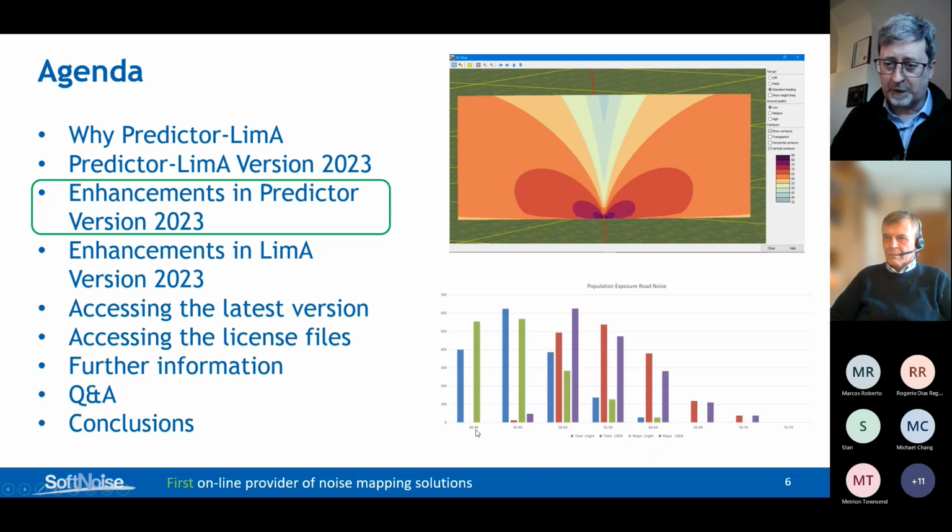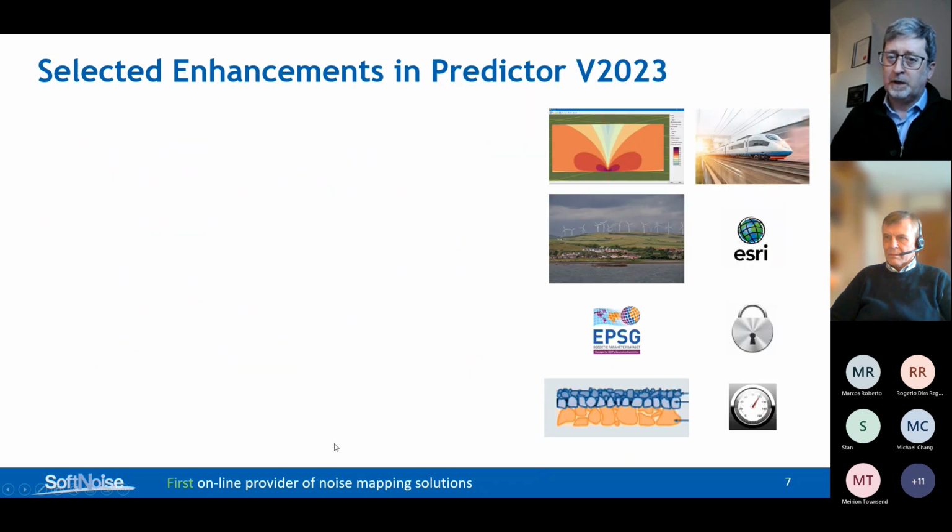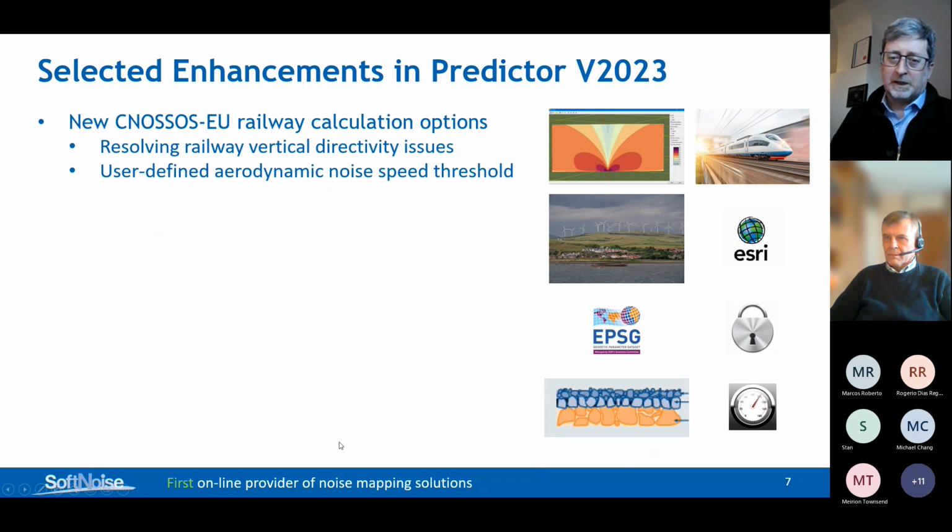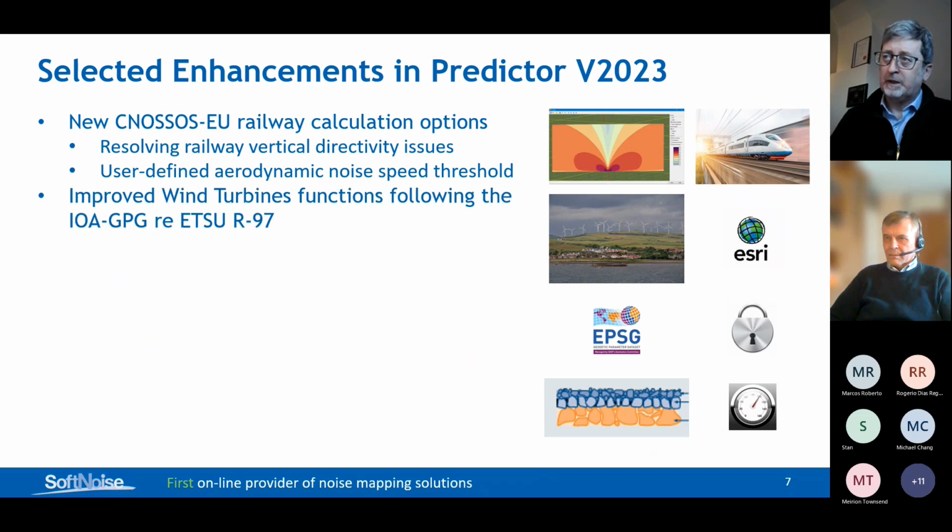So first of all, I will guide you through the enhancements in Predictor. Well, not all the enhancements, just some selected ones. I'd like to tell you about the new options for railway calculation using the Knossos method, which resolves a vertical directivity issue that's created within the method, and also dealing with the aerodynamic noise. In addition, there are improvements with wind turbine functionality, which follow the Institute of Acoustics Good Practice Guide, and we will describe some of the improvements.